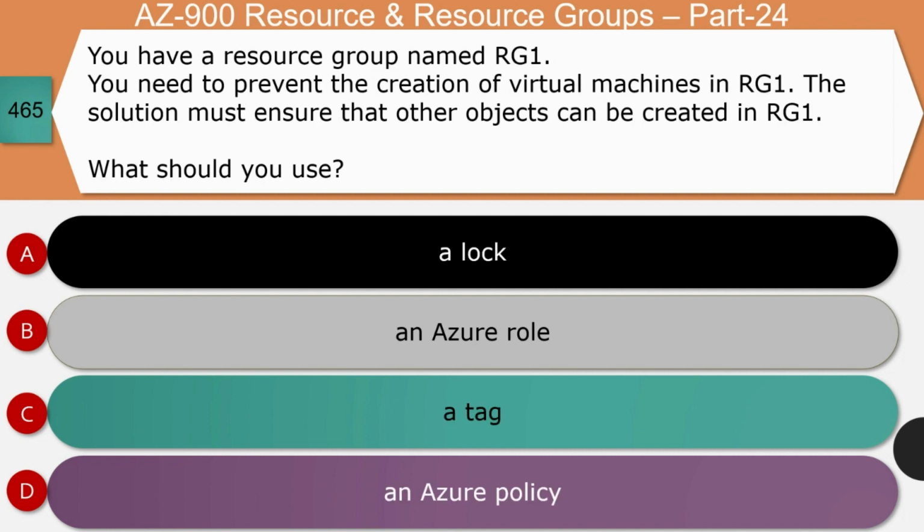Next question. You have a resource group named RG1. You need to prevent the creation of virtual machine in RG1. The solution must ensure that other objects can be created in RG1. What should you use? Just read the question again. You have to prevent only the creation of virtual machine. However, you can create other resources inside that group RG1. So how do you handle this situation?